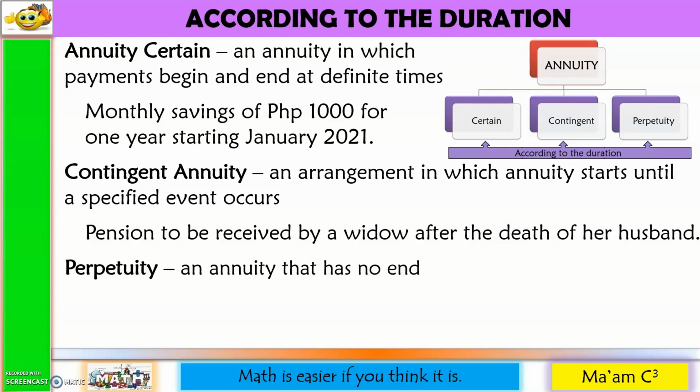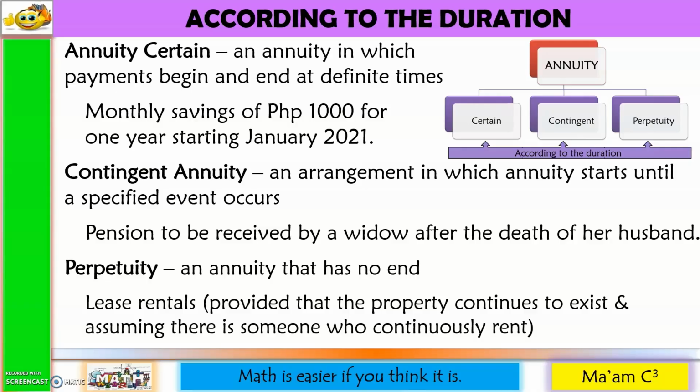Next one, perpetuity, an annuity that has no end. It is a perpetual annuity. Example, lease rentals, provided that the property continues to exist and assuming there is someone who continuously rents.